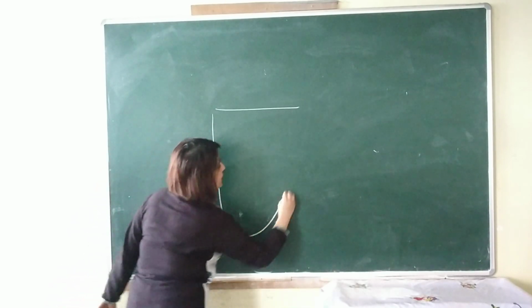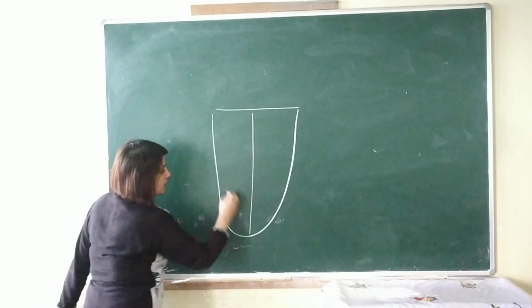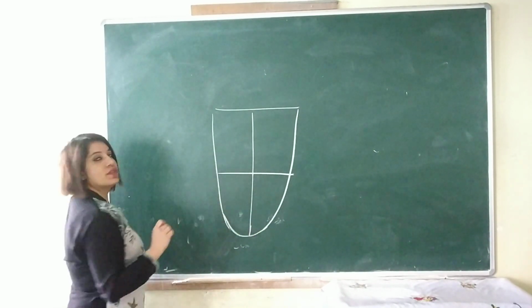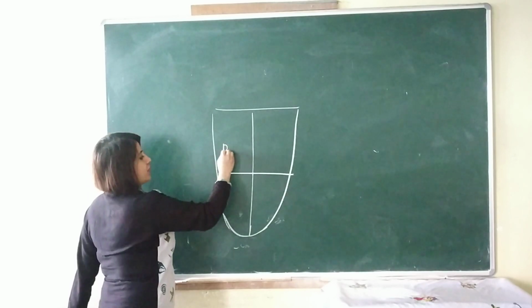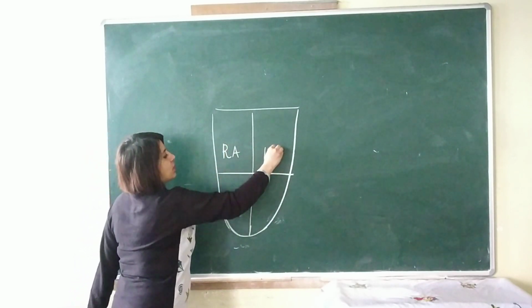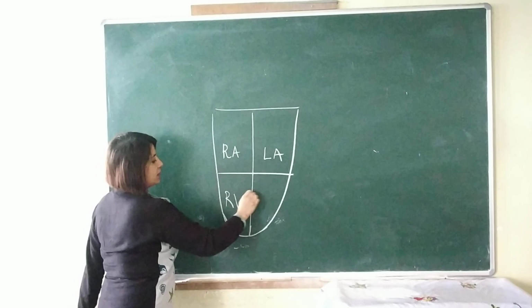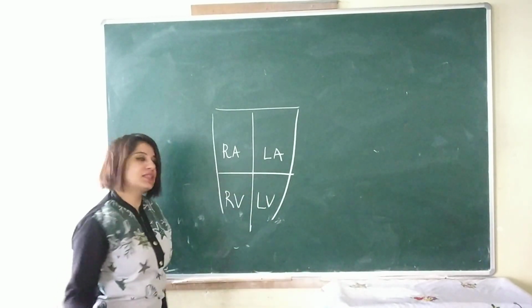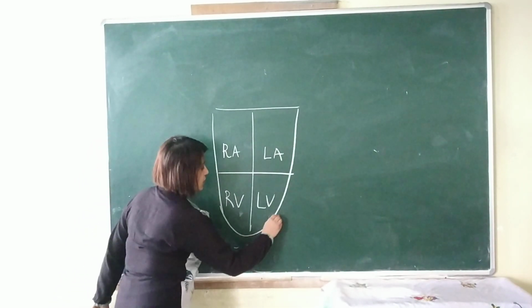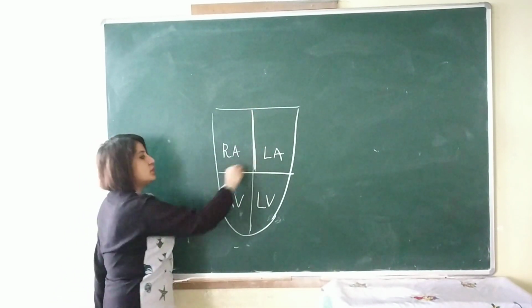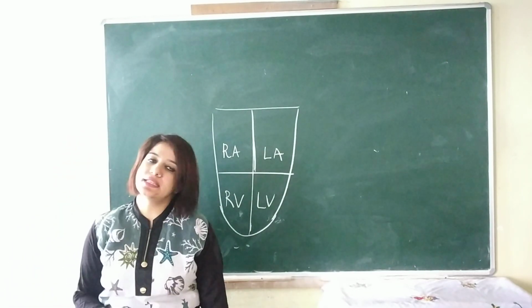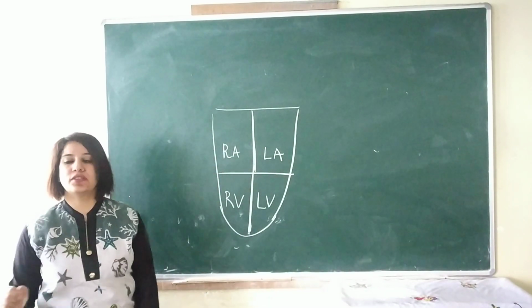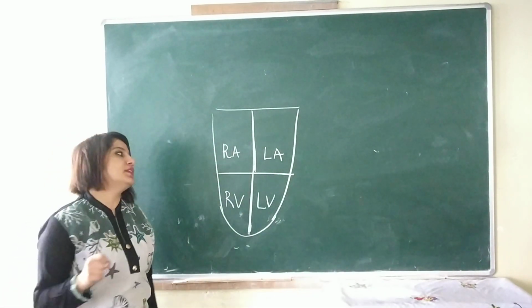As discussed earlier, the heart is roughly triangular in shape. It has 4 chambers: the right auricle, the left auricle, the right ventricle, and the left ventricle. And we have also discussed the septum present between the right and the left auricle, that is the interauricular septum, and the septum present between the right and left ventricle, that is the interventricular septum.